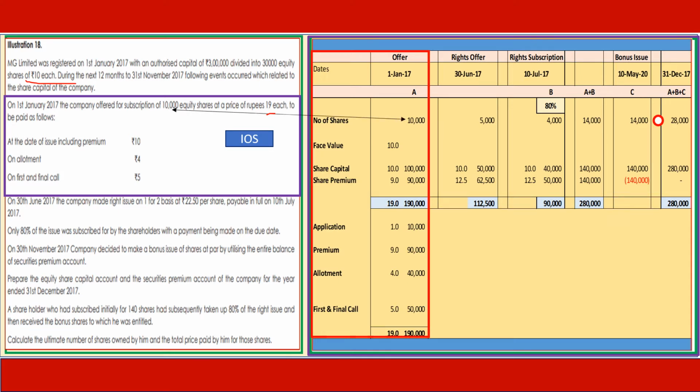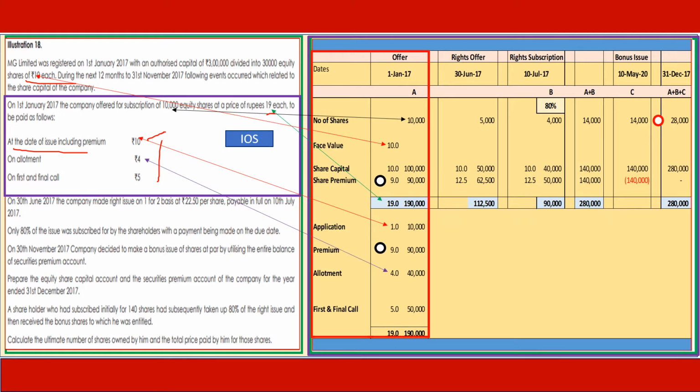To start with, there are 10,000 shares and their face value is rupees 10, and it is being sold at 19, means the share premium is 19 minus 10, 9, and share capital will be credited with the 10. The same premium we are putting here, and it is stated that at the date of issue including premium is the application. Application is 10 including premium. Since premium is decided as 9, therefore the plain application amount will be 1 rupee.